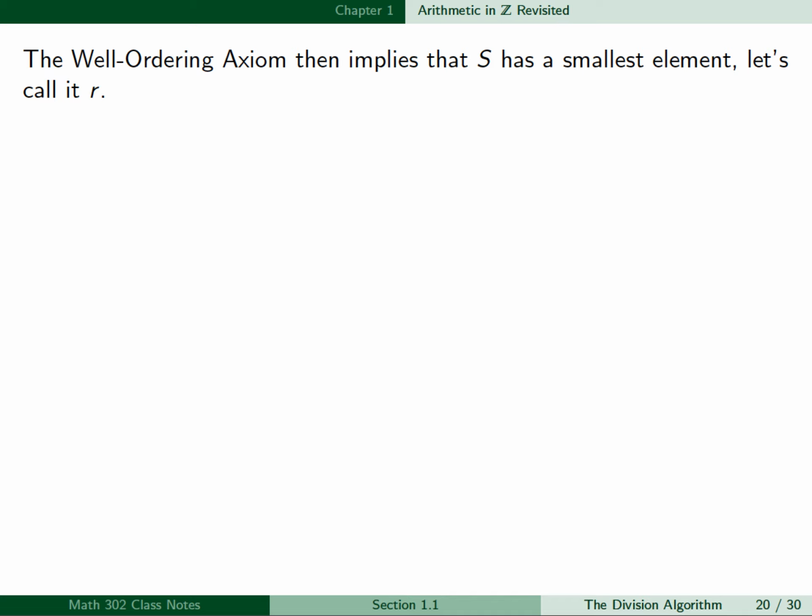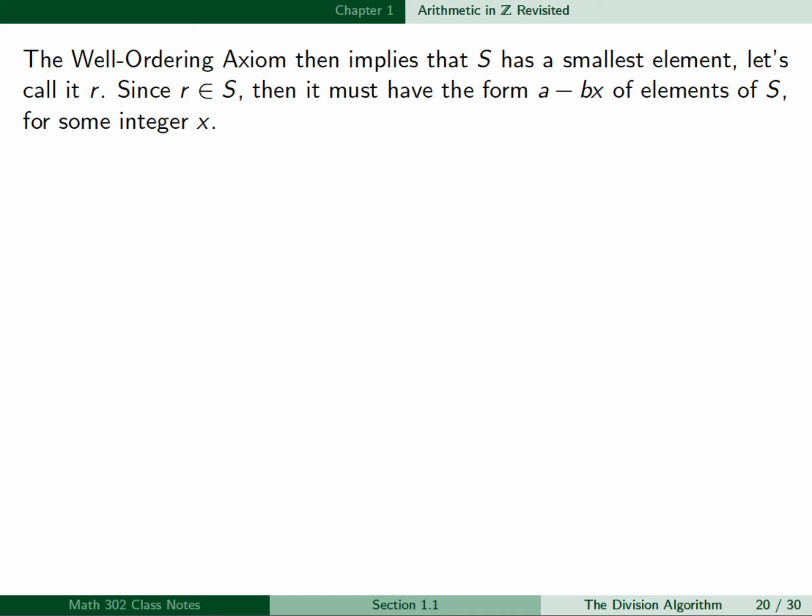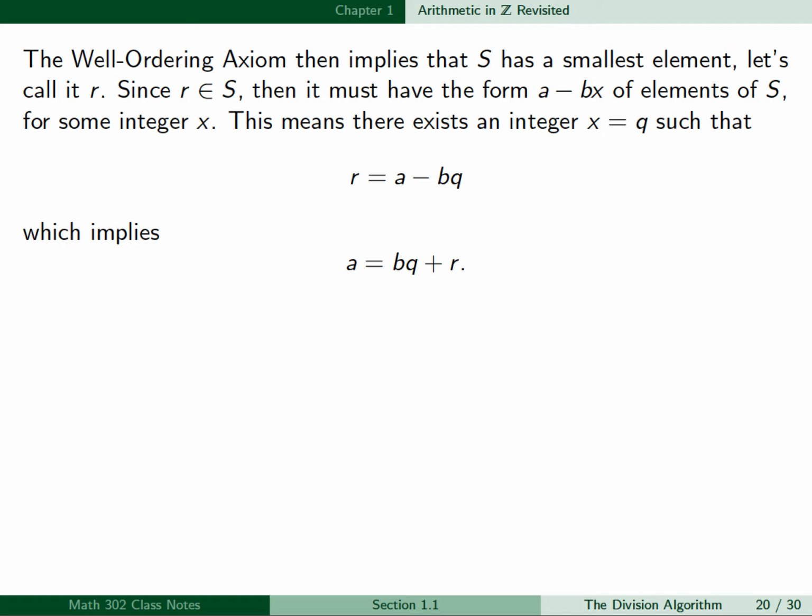The well-ordering axiom then implies that S has a smallest element. Let's call it r. Now, since r is in S, it must have the form a minus bx, of elements of S, for some integer x. This means there exists an integer x, we'll call it q, such that r is equal to a minus bq, which implies that a is equal to bq plus r.